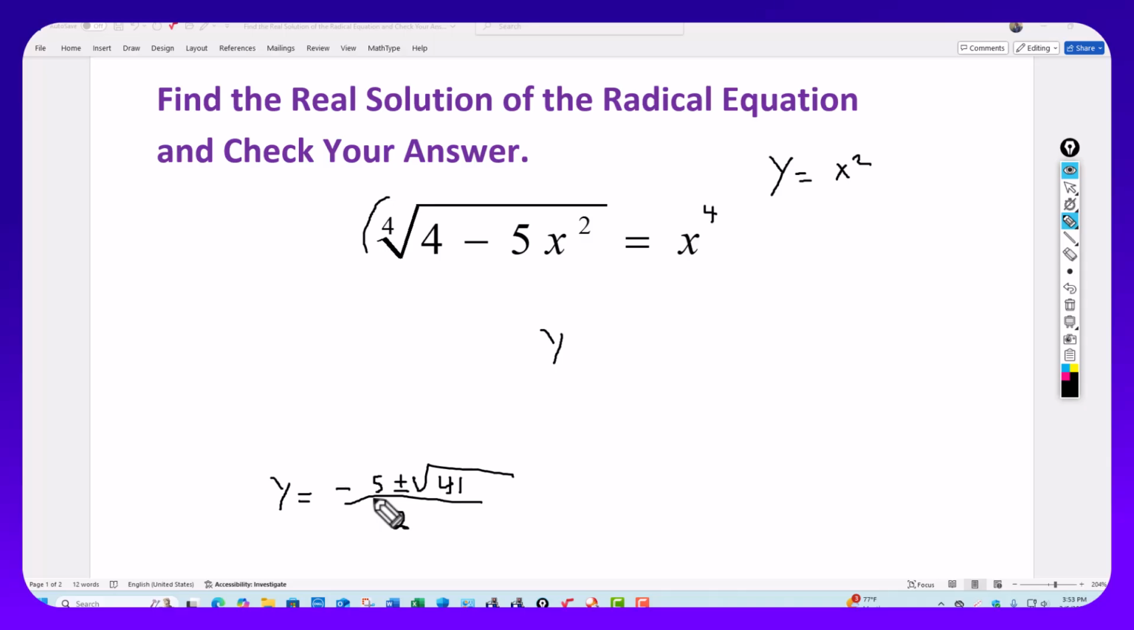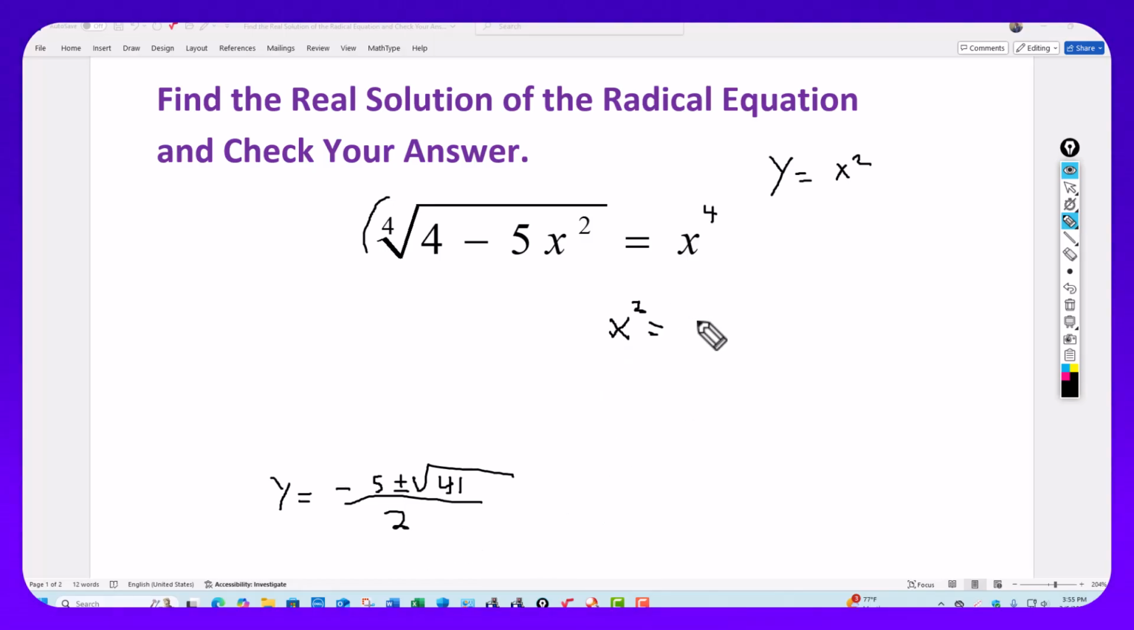So here's the situation then. We have y, but we're going to go back to the original variable, and y is equal to x squared. So instead of y, I'm going to put x squared here. So here's the situation: we can have minus 5 minus the square root of 41 over 2, or minus 5 plus the square root of 41 over 2. The first one is going to be a negative. You can't have x squared equal to a negative here. So that'd be a non-real number. We only want real solutions here.